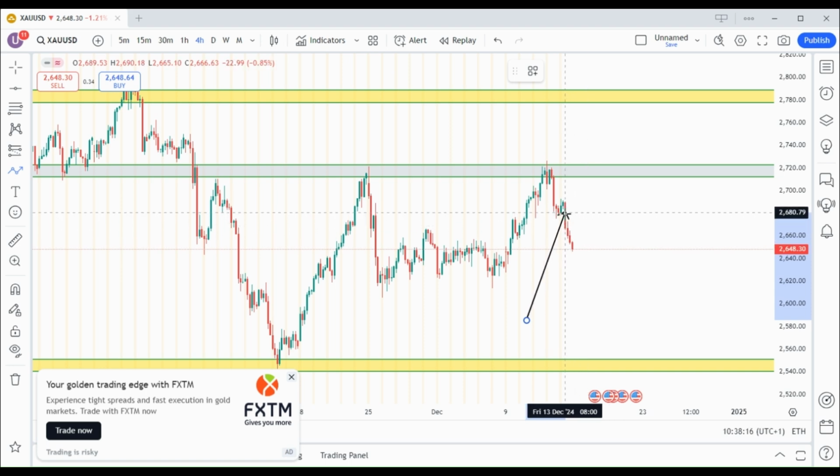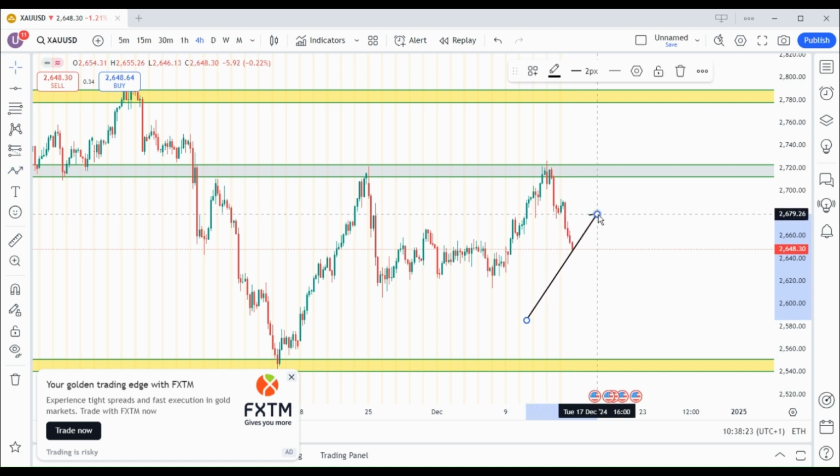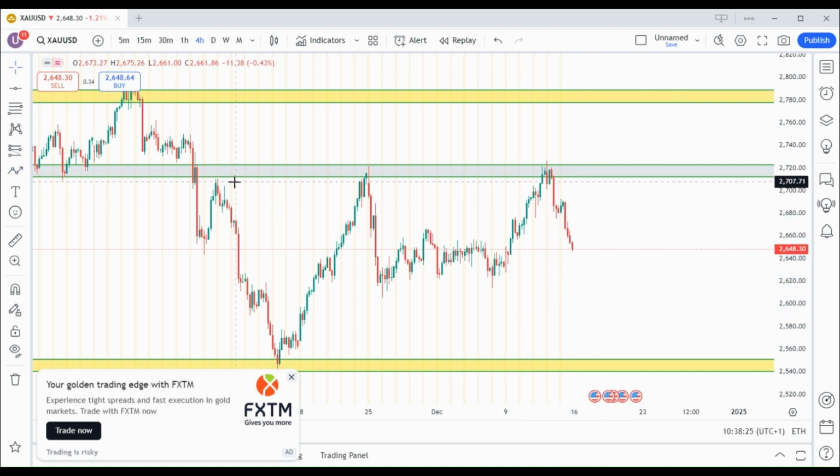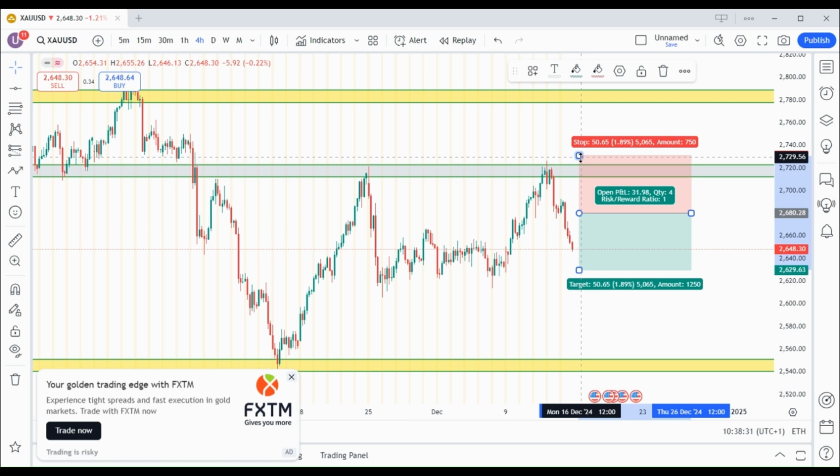Now look closely here, you see a fair value gap here. So when price comes back to this zone, we'll do what? We'll sell from this zone. Let me show you so that you see it clearly. We are expecting a sell from this zone on gold.